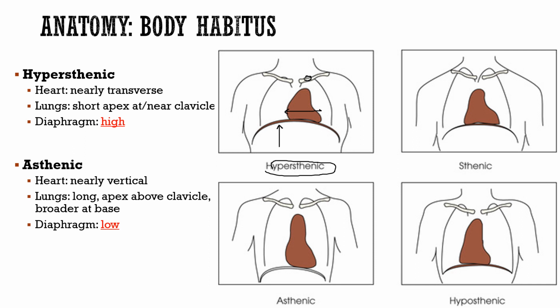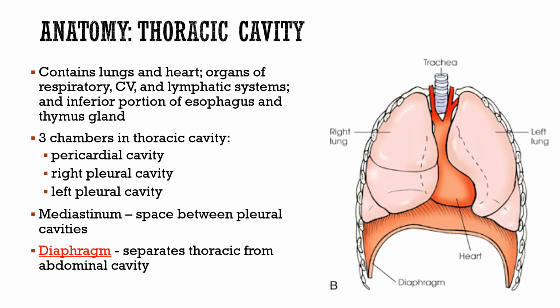Next, on the asthenic patient, we know that the heart is very vertical, which is more straight up and down. The lungs are long and the apex is above the clavicle. And finally, the diaphragm is very low. Those are the extreme patients, the hypersthenic versus the asthenic patient.